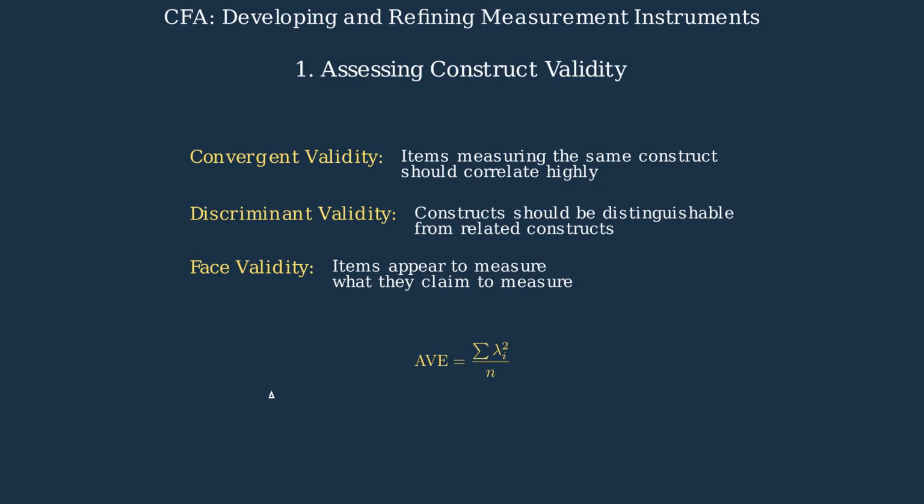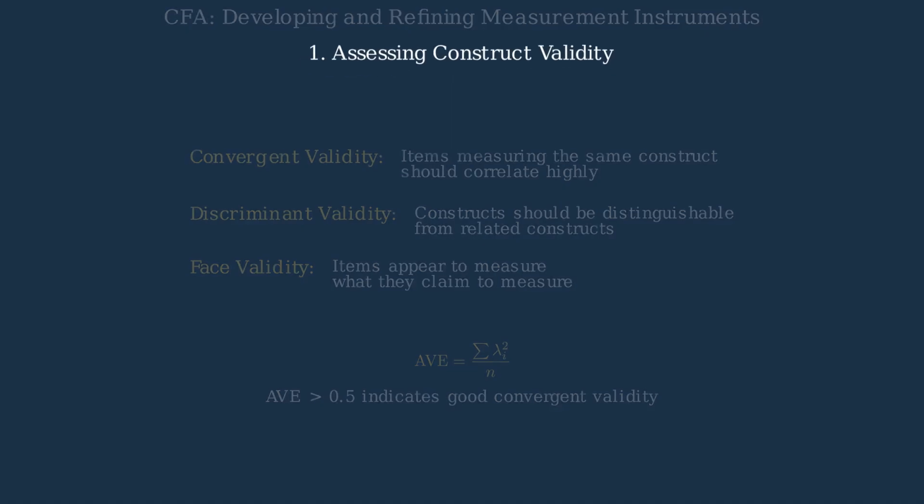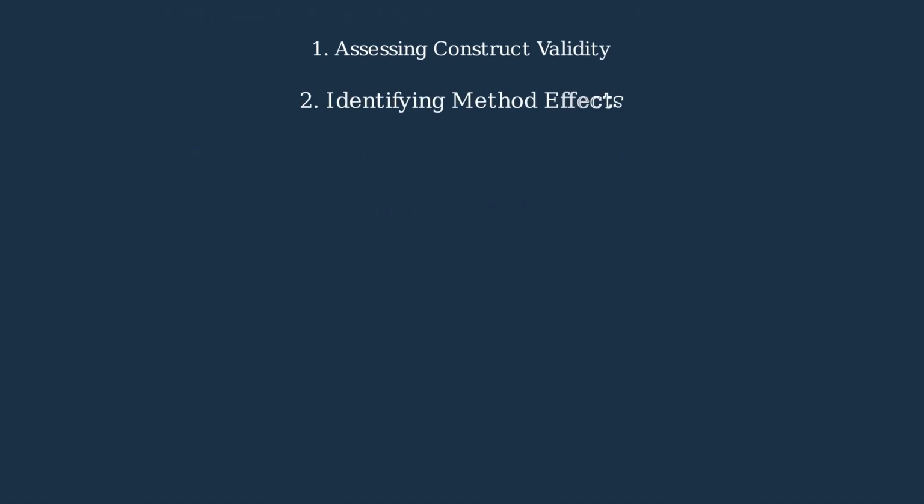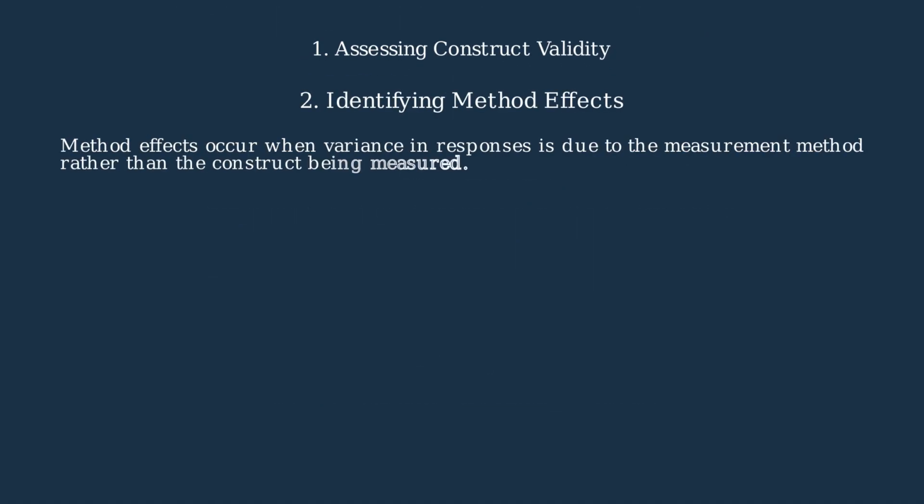For example, we can assess convergent validity using average variance extracted, which should exceed 0.5 for good convergent validity. The second important application is identifying method effects, which occur when variance in responses is due to the measurement method rather than the construct being measured.